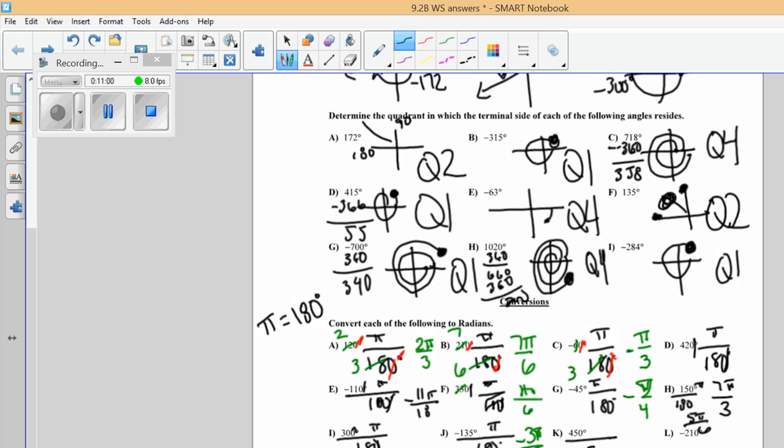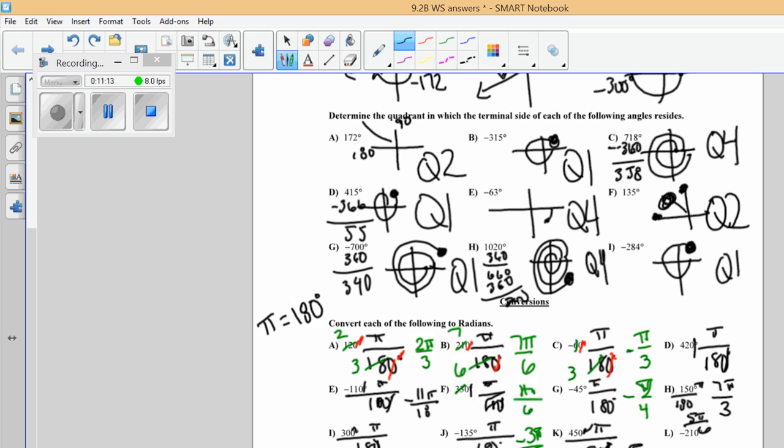All right, get your 180 on the bottom and your pi. Reduce out your zeros and your degrees. You have 45 over 18. That's a 9. 9 goes into 45. So it's 5 pi over 2.